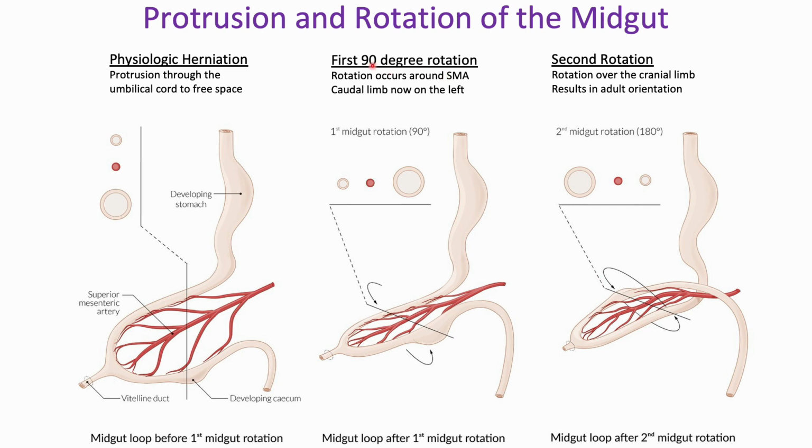So in total, we're going to have 90-degree rotation plus another 180-degree rotation, which is going to summate to the midgut rotating 270 degrees during development.